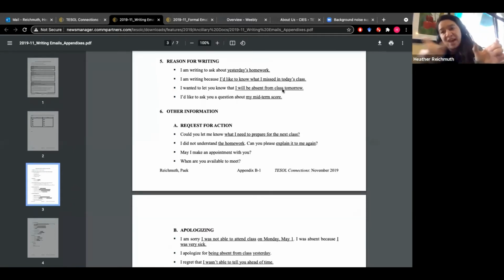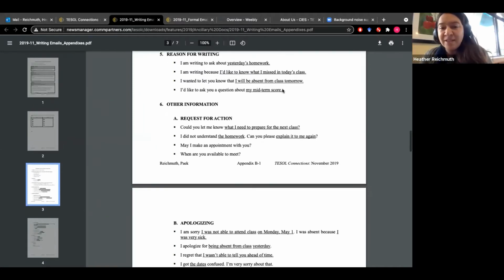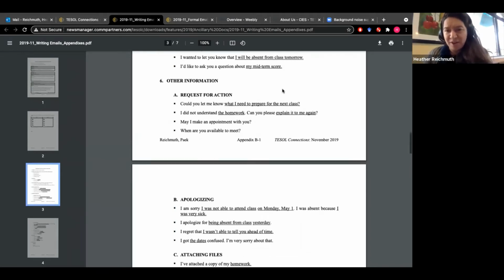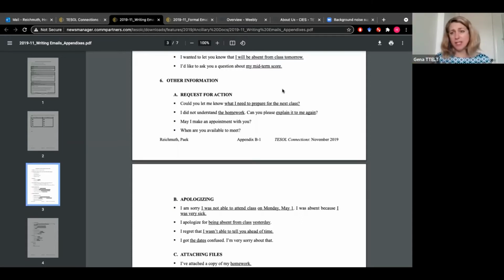So these kinds of sentence starters help the students with practicing that. "I wanted to let you know that..." and then whatever it happens to be. "I'd like to ask you a question about my midterm score." Yeah, and these are awesome sentence stems.